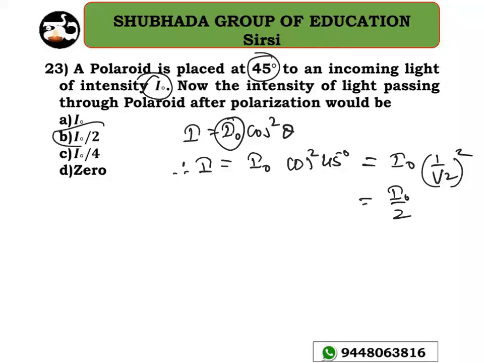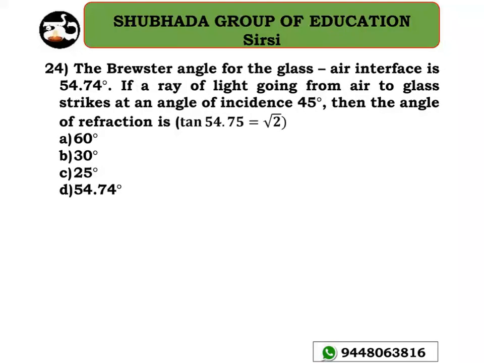I naught by 2, option B is the right answer for this question. Okay, look at one more problem. The Brewster's angle for the glass-air interface is tan theta p, theta p equal to 54.74 degrees. If a ray of light going from air to glass strikes at an angle of incidence of 45 degrees, then what is the angle of refraction?